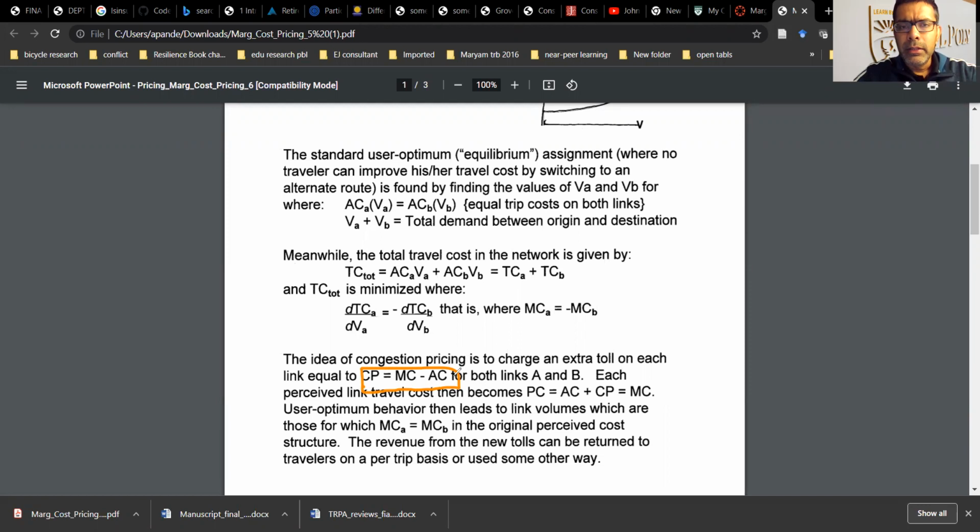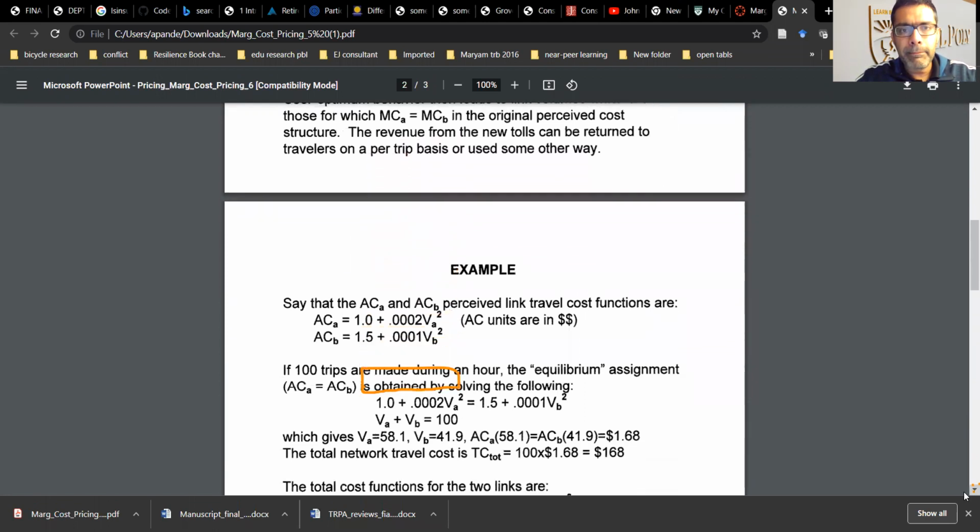Okay. But this is the marginal cost minus the average cost. Now, what I'll do is I'll give you a couple of average cost functions. So let's take a look at those. So let's look at this example here.